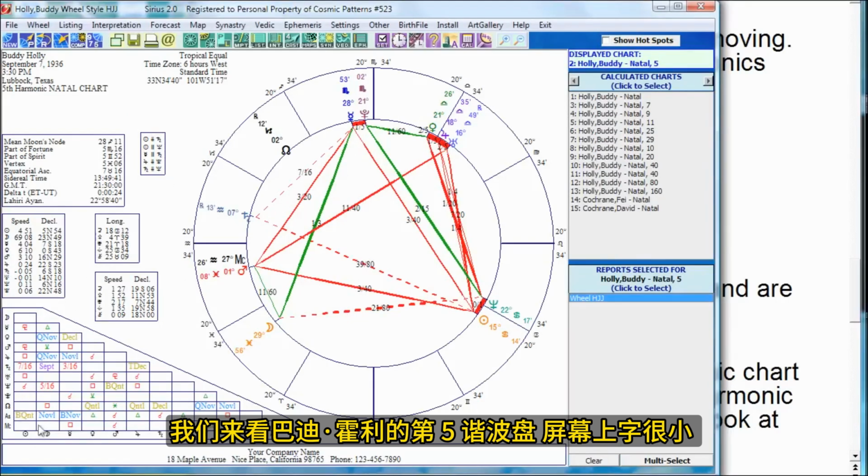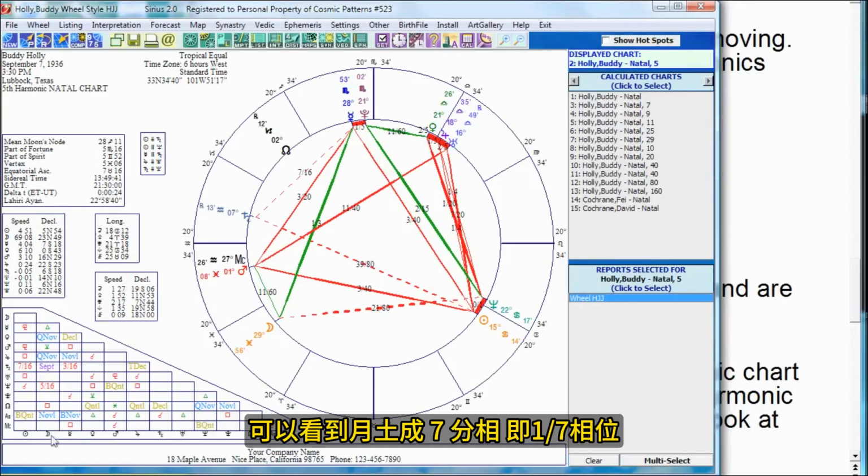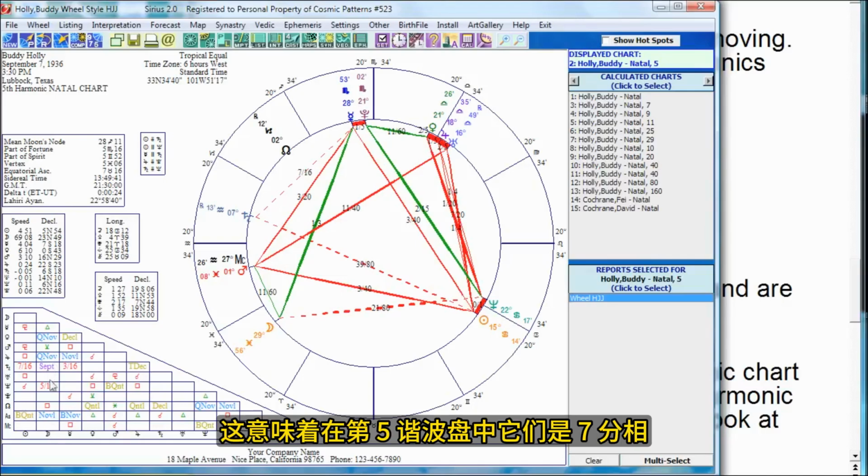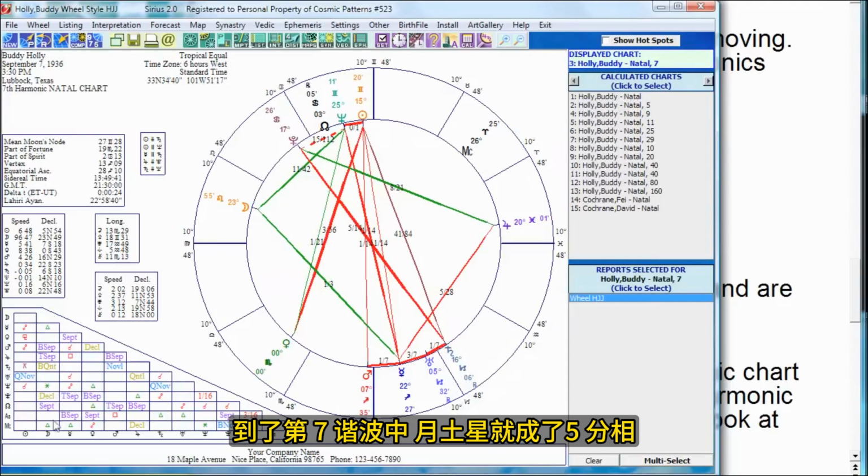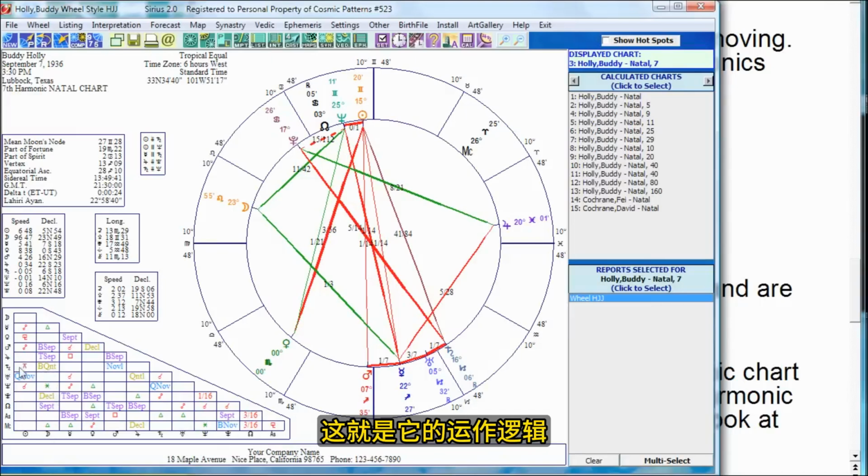This is very small on your screen, but notice that Moon and Saturn, it says septile, means they're a 7th. So they're a 7th aspect, 1/7 or septile, in the 5th harmonic chart, which means that in the 7th harmonic chart, Moon and Saturn are a 5th, they're a quintile. So that's the idea. Let me show you one more example.